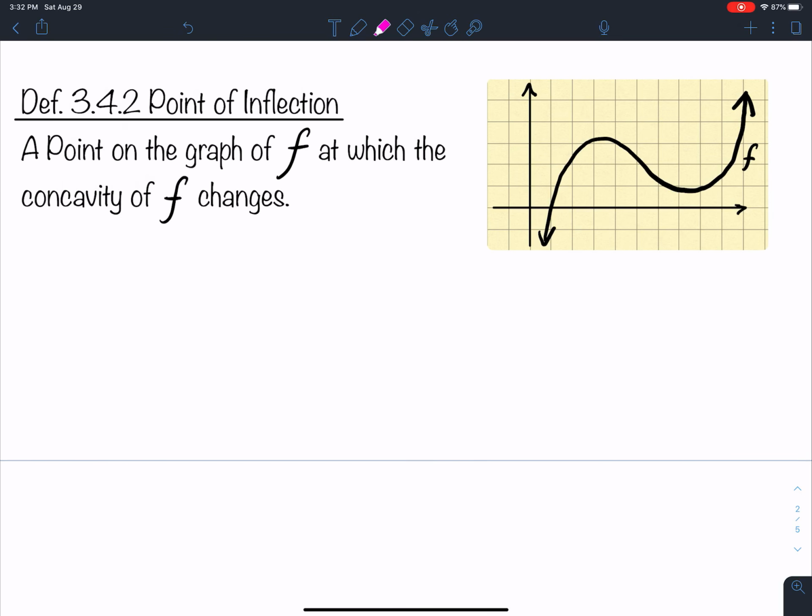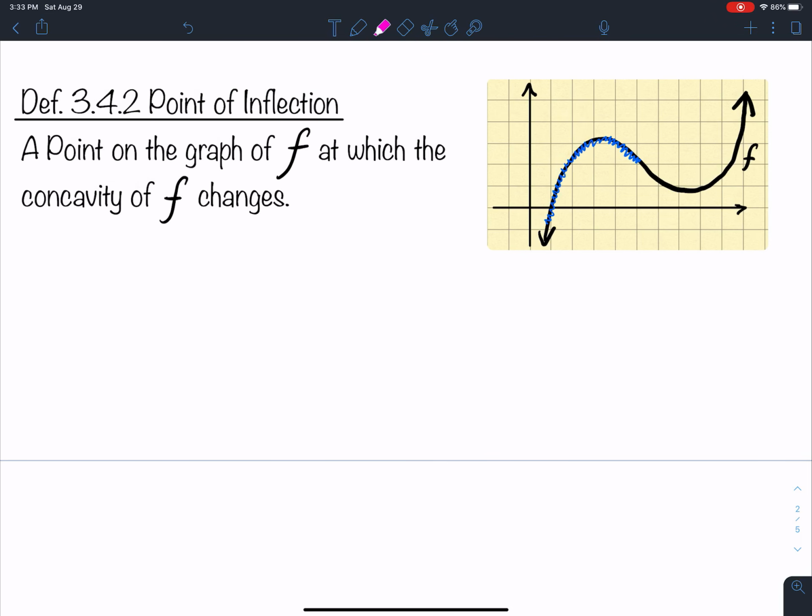So in this video, we're going to talk about an inflection point. A point of inflection is a point on the graph of f at which the concavity of f changes. So maybe we change from concave up to concave down or vice versa.